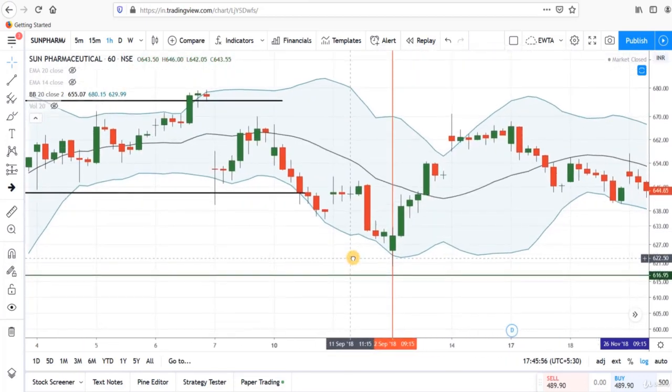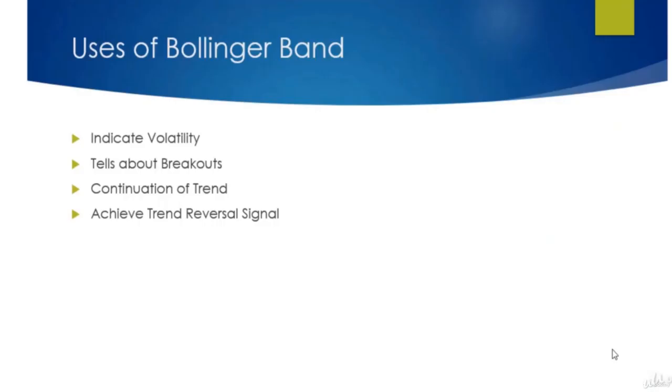But from this point, you can see the upper band is going in a downward direction, the lower band is going in an upward direction. So both the bands are coming close to each other. It means volatility may decrease now and we should exit from our position because we can get a sideways movement in the prices. The third use of Bollinger Band is it signals about the continuation of the trend.